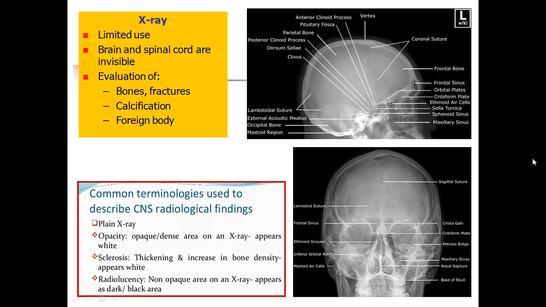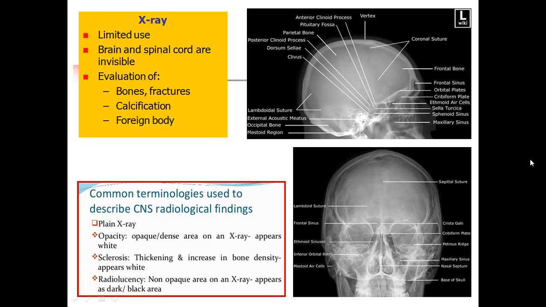X-ray of the central nervous system, plain X-ray, is in limited use. The brain and spinal cord are invisible, and only bones, fractures, calcifications or foreign bodies may be evaluated with the X-ray technique. Common terminologies used to describe central nervous system radiological findings.